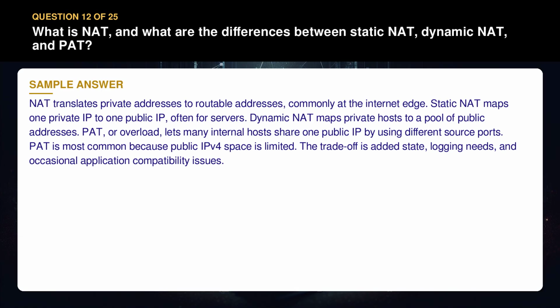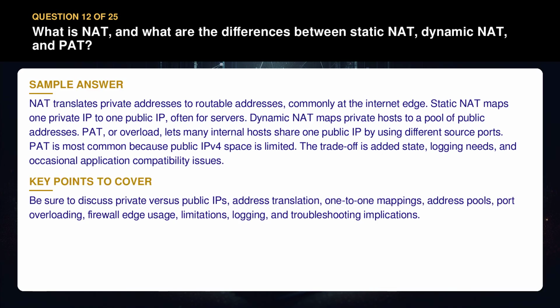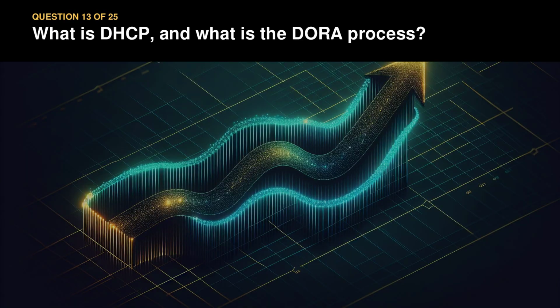The trade-off is added state, logging needs, and occasional application compatibility issues. Be sure to discuss private versus public IPs, address translation, one-to-one mappings, address pools, port overloading, firewall edge usage, limitations, logging, and troubleshooting implications.